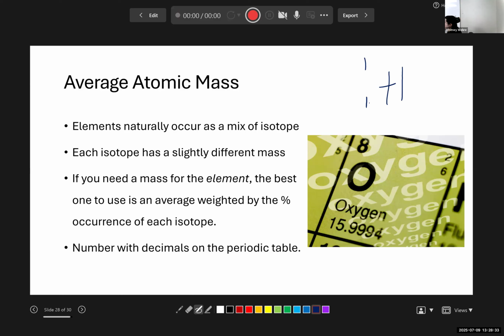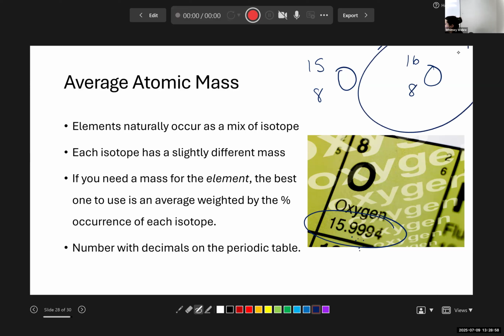If it was maybe around 0.5, so 1.5, then it would be like a 50-50 shot of it being something else. Oxygen's another one where the majority existence is one thing. So if I have oxygen 15 and 8 versus oxygen 16 and 8, look at this number. It's closer to 16. So the majority of oxygen isotopes are going to be that one. So that's how they were able to calculate this based on doing a little bit of math.